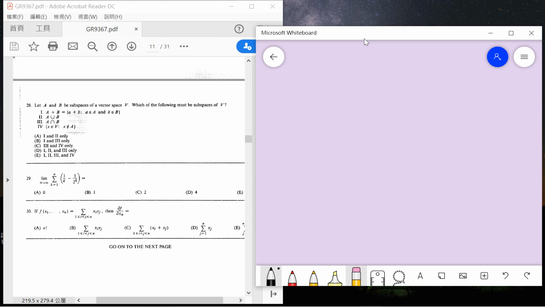This is an old school problem. So all you need to remember is A plus B is a subspace and A intersection B is a subspace. Okay, so the first one is A plus B. This is a subspace.